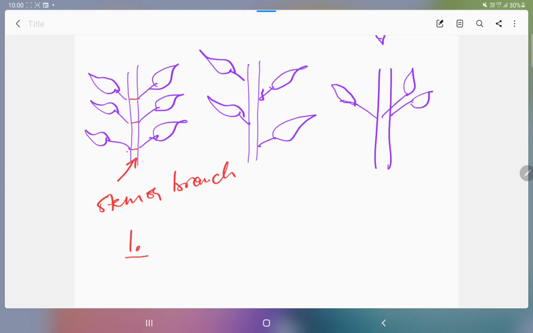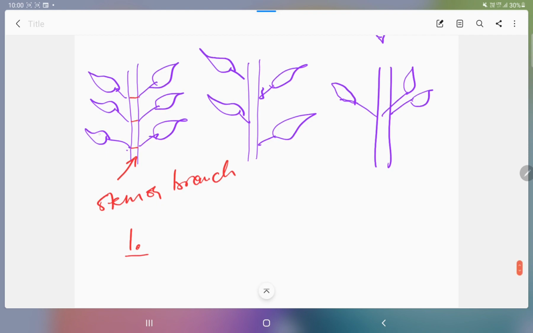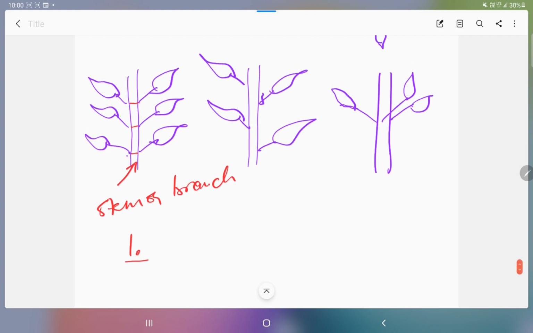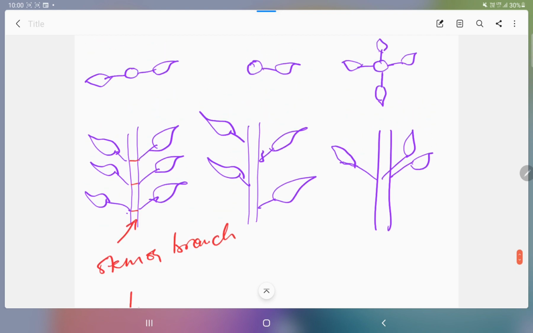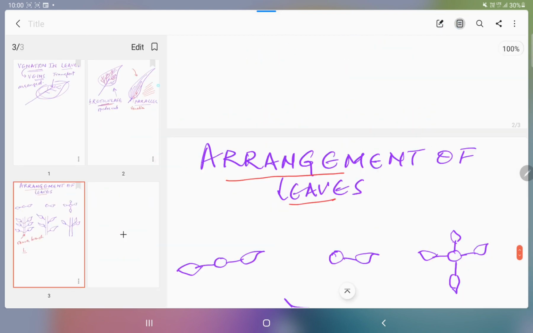Now at each node, if you observe, there are two leaves which are found opposite to each other, right? They are growing from the same node. So two leaves, leaf number one and two.